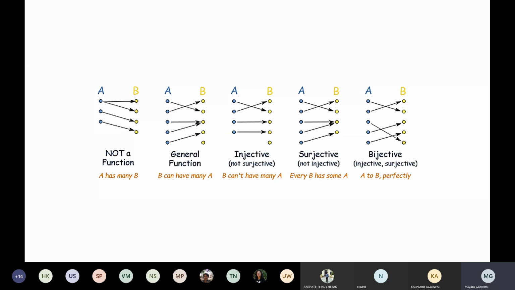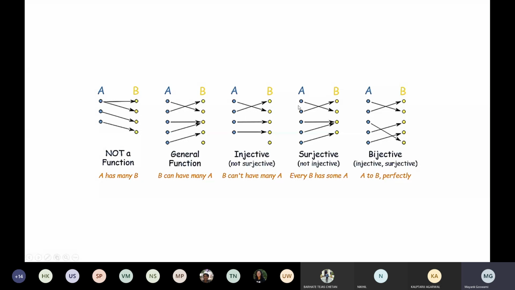I don't know whether you know about the surjective function or not. Surjective functions are those in which the entire elements of A are mapped to elements of B, and there is not any element left over. So the third example is not surjective.